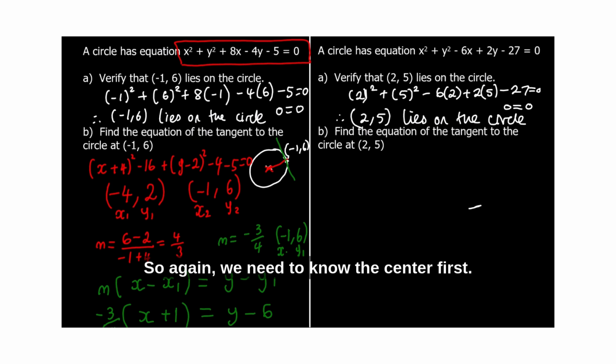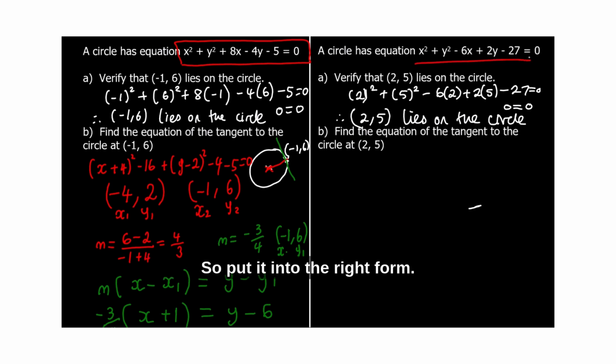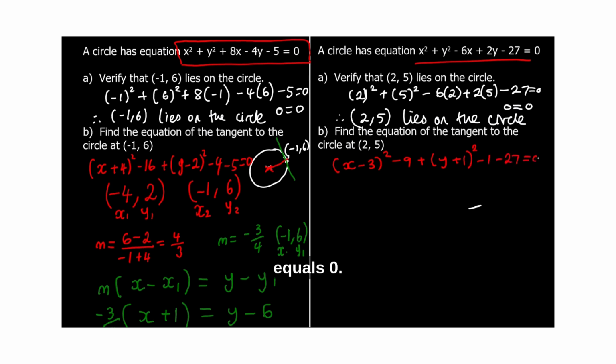So again, we need to know the center first. So put it into the right form. That will be x minus 3 squared minus 9 plus y plus 1 squared minus 1 minus 27 equals 0. So the center is at 3, negative 1. And our other point is 2, 5.